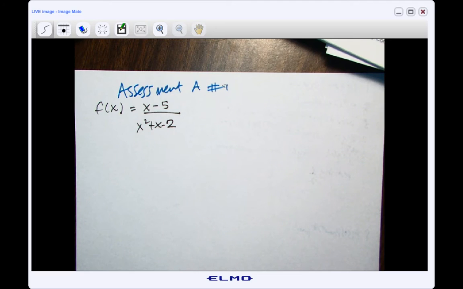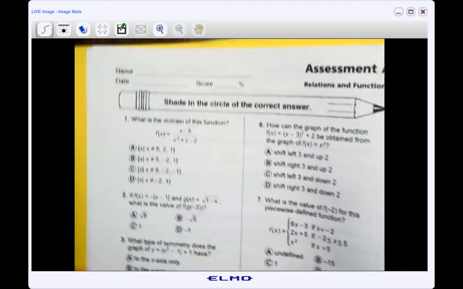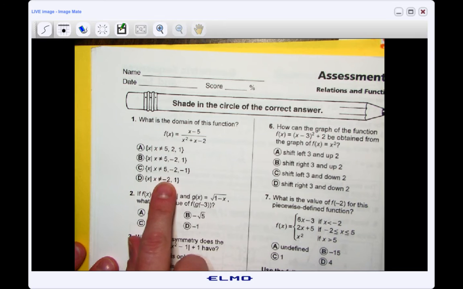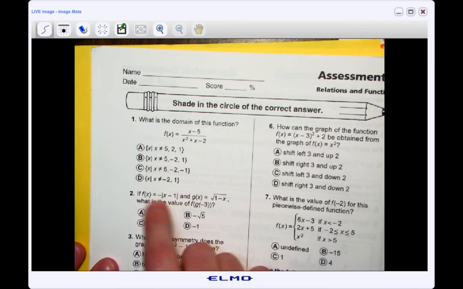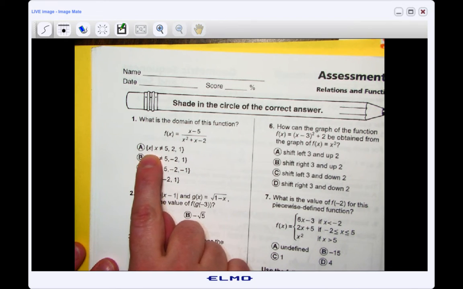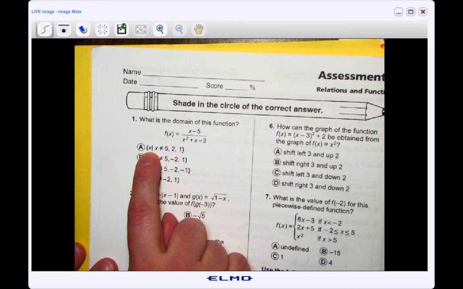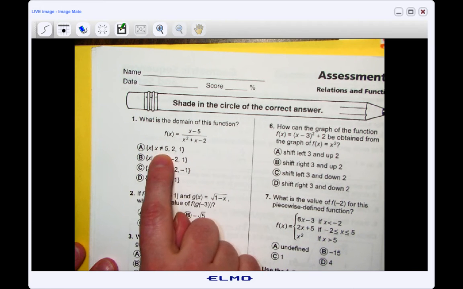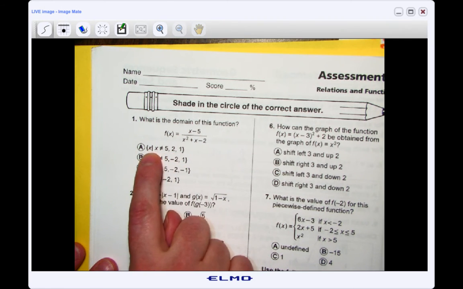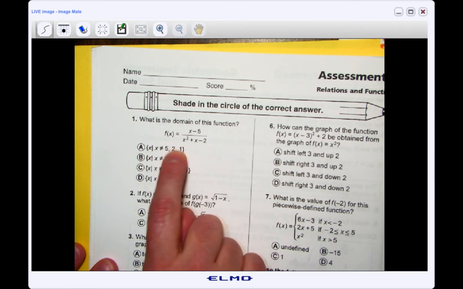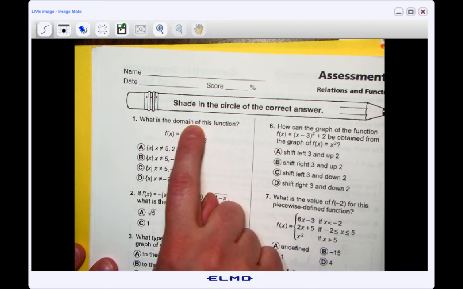Okay, so this is the question from assessment A number 1, and this was the question. It says, what's the domain of the function? This little notation you may or may not have seen before. So these little funky brackets usually mean set, and this says x such that x does not equal these things. So this is a fancy way of saying that x cannot equal these. It says x such that x does not equal these, and that's how they're describing the domain.